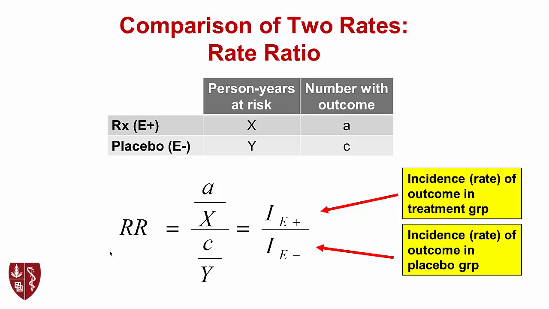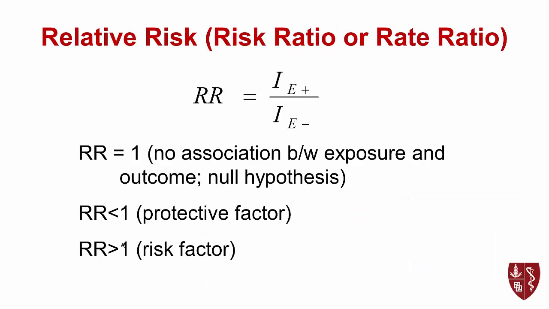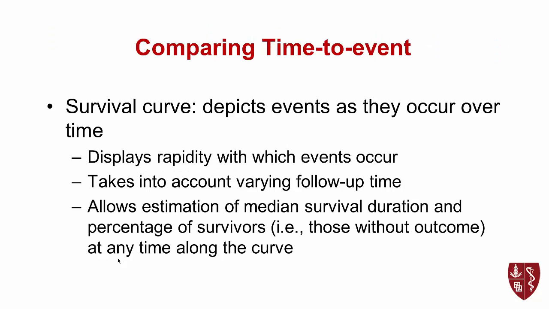And so RR stands for relative risk, which could be formed using either 2 risks or 2 rates. The null hypothesis for the relative risk takes on a value of 1, which would imply there's no association between the exposure and the outcome, and that is our null hypothesis. When the relative risk is less than 1 and we're looking at a harmful outcome, this would suggest that the intervention is a protective factor because it's reducing the risk of the outcome in the treatment arm. On the other hand, when the relative risk is greater than 1, it would suggest that this particular intervention is actually a risk factor for the disease.